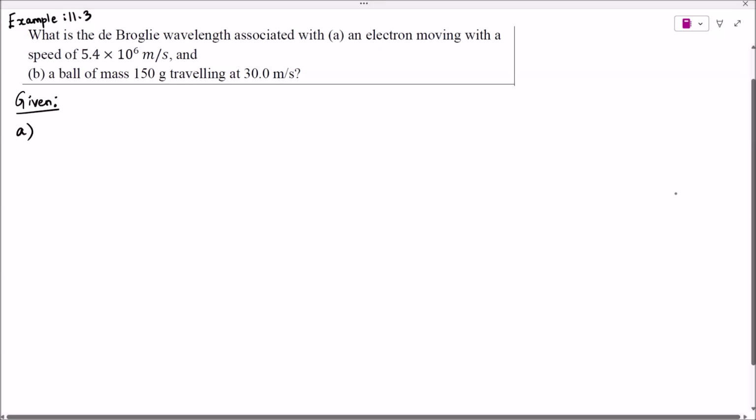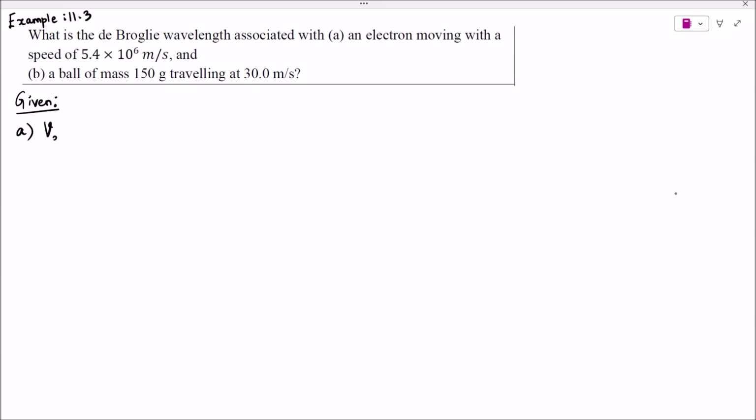One is the electron, and they have given the velocity of the electron as 5.4 × 10^6 meter per second. And the other one is the ball. So first let's complete with the electron. What is the mass of the electron? 9.1 × 10^-31 kilogram. We are asked to find the wavelength of the electron.